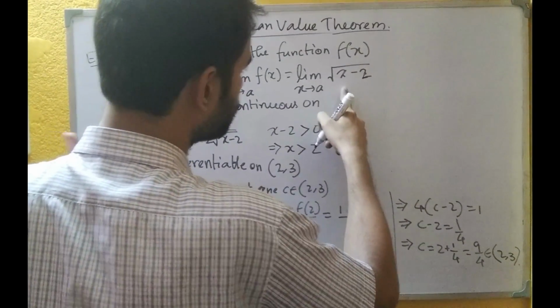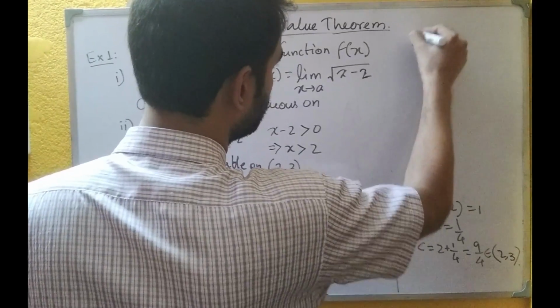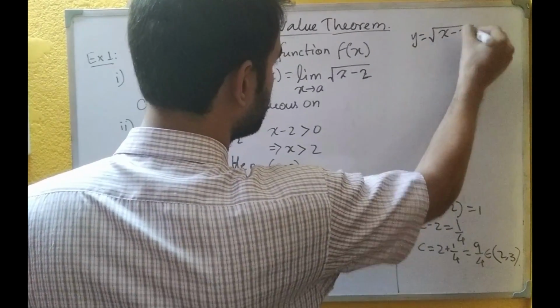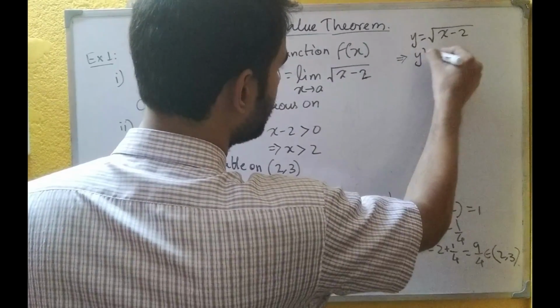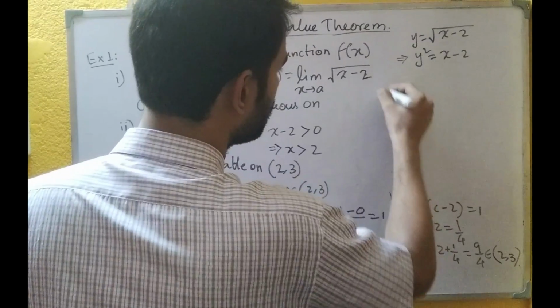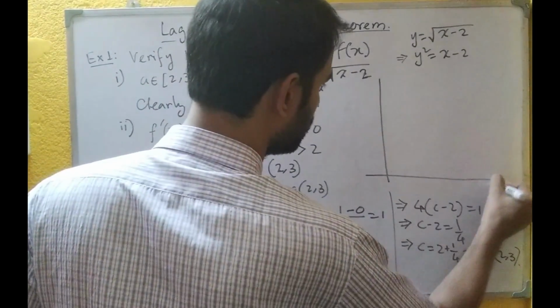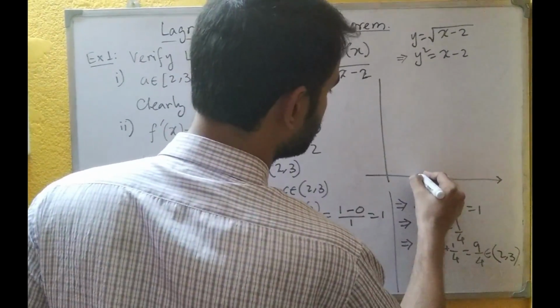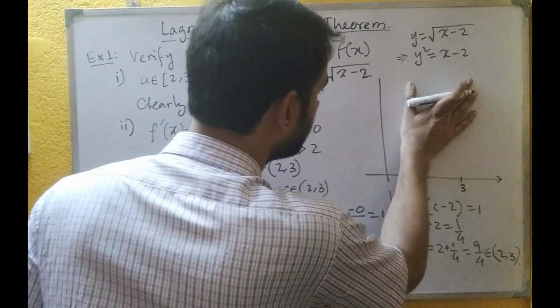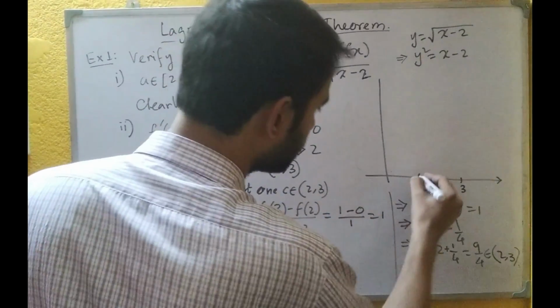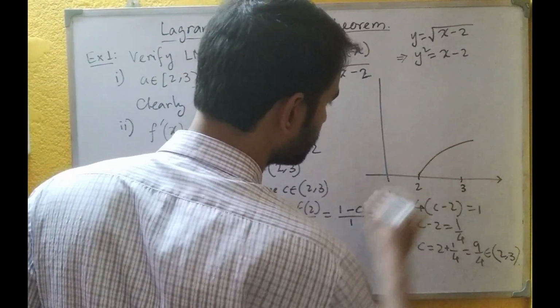The function is x minus 2, so let the graph we consider be y equal to x minus 2. So what should be the expression? y squared is equal to x minus 2. If you see the graph here, say it is 2 and it is 3. Since it is a parabola and its positive root is taken, the function will look something like this.